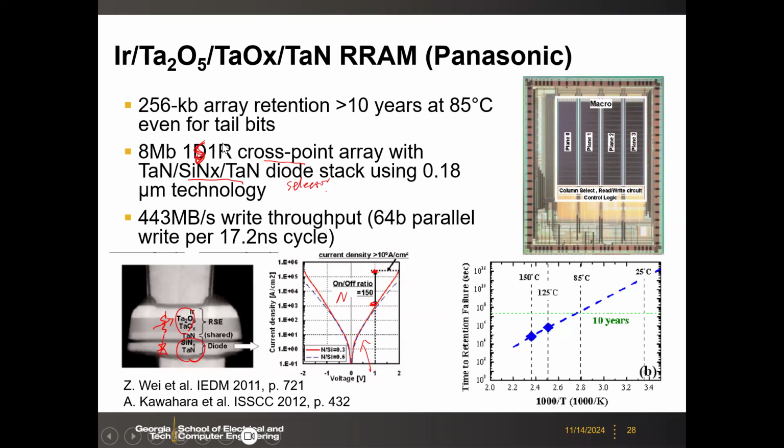So here is 8 megabits, the entire chip. And the peripheral CMOS is 180 nanometer technology node. Overall, the chip I/O provides like 400 megabytes per second write throughput. It can access 64 bits in parallel, and each write operation is like 17 nanoseconds, so you can get this throughput. And also the retention is pretty good. You see they do this at least at 85 degrees C. The entire chip can satisfy a 10-year lifetime.